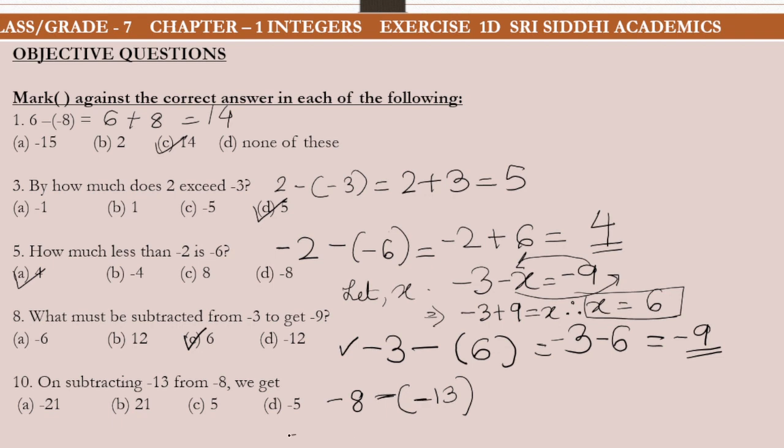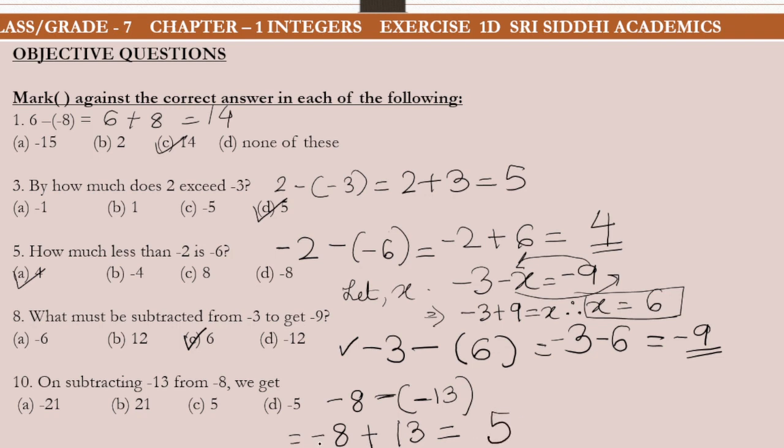13. So minus 8, when we remove the bracket, it will be plus, because two same sign integers are there, same sign is there inside and outside the bracket. So it will be plus when we remove the bracket. So it will be plus 13. So 13 minus 8 will be how much? It will be 5, and it will be positive.